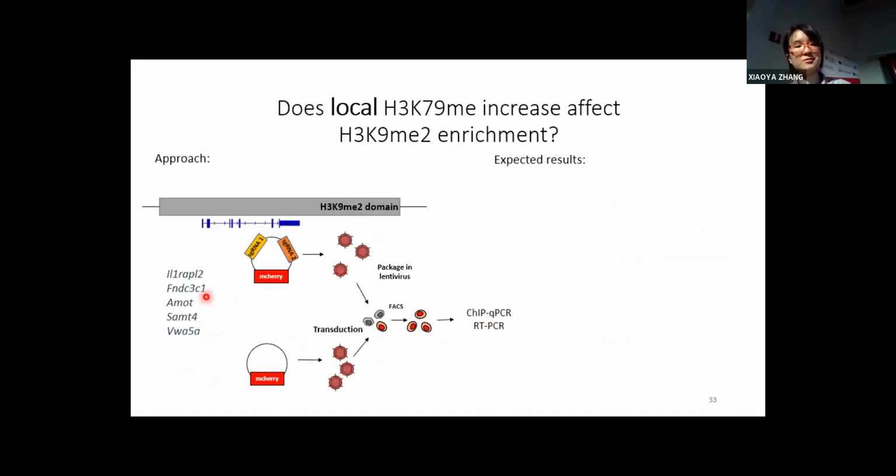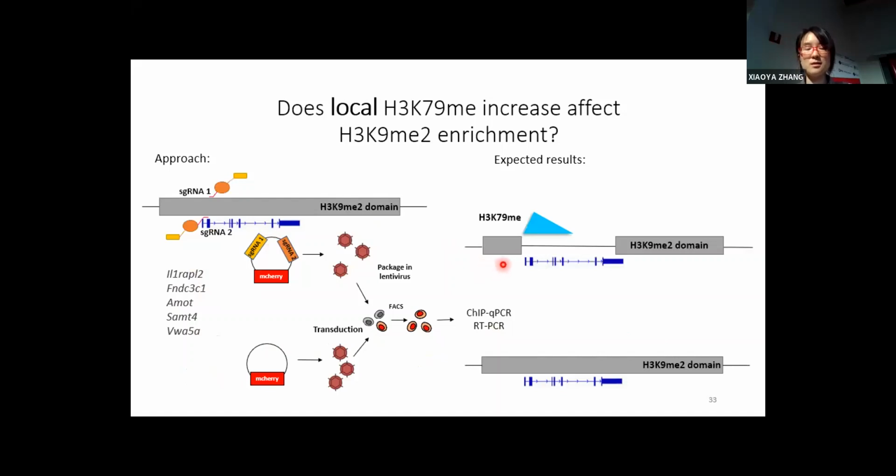Similarly, I can target 5 genes that are found in the heterochromatin, the canine dye domains. And I use the same targeting strategy, and I want to see if I can see the increase of K79 methylation in the canine dye domain. And does that deposition disrupt the canine dye domain, like does it prevent the heterochromatin from being deposited at that location?